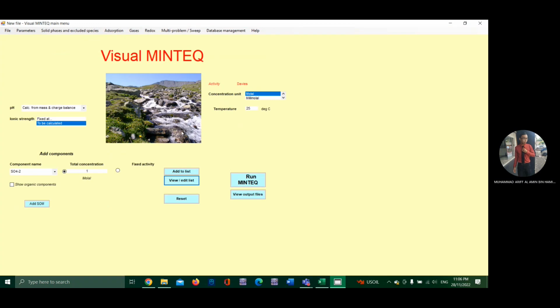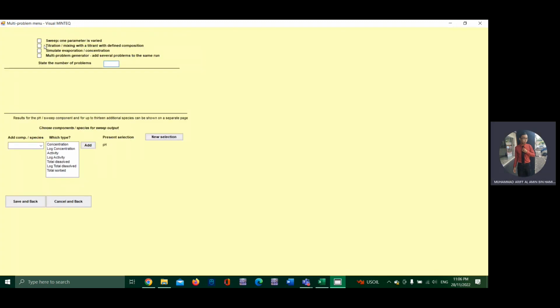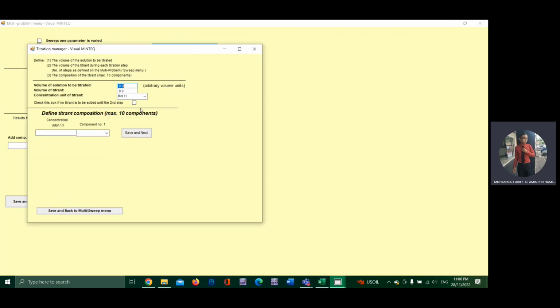And then for titration, we need to choose the multi-problem or sweep menu. And then at this, we need to tick titration and go to titration manager. So at the titration manager, we need to set up the volume of solution to be titrated, which is in the question, we have 5 meter cubic. So we need to change the 5 meter cubic into liter.